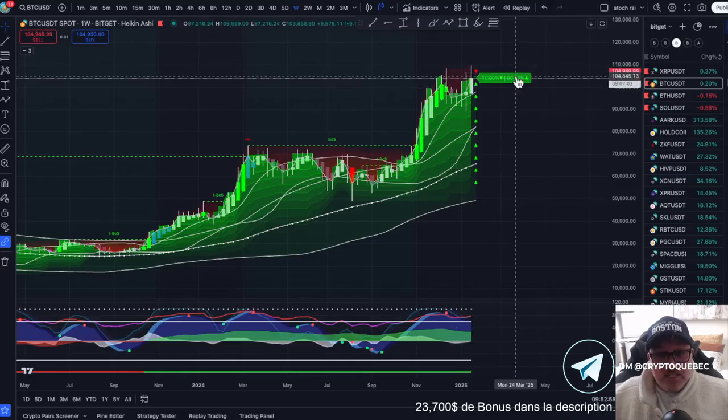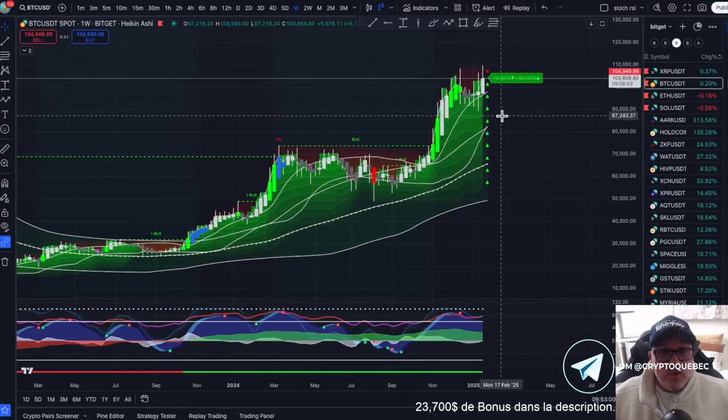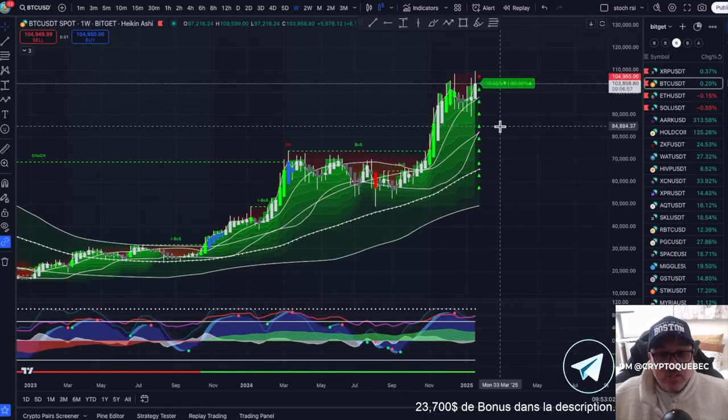We can backtest this again. Just look at the middle of the indicator, that white line that you're seeing there. We bounced right off of it, and then we pushed forward.